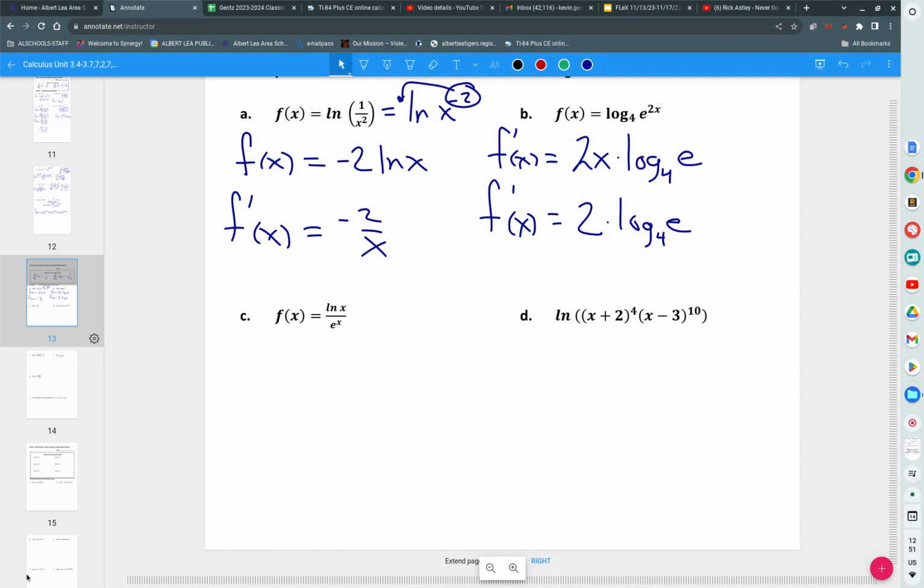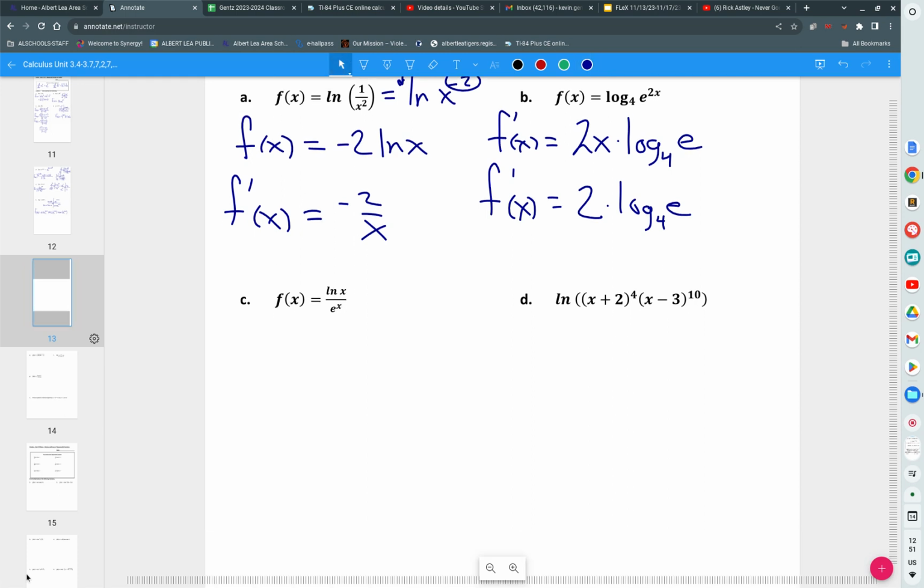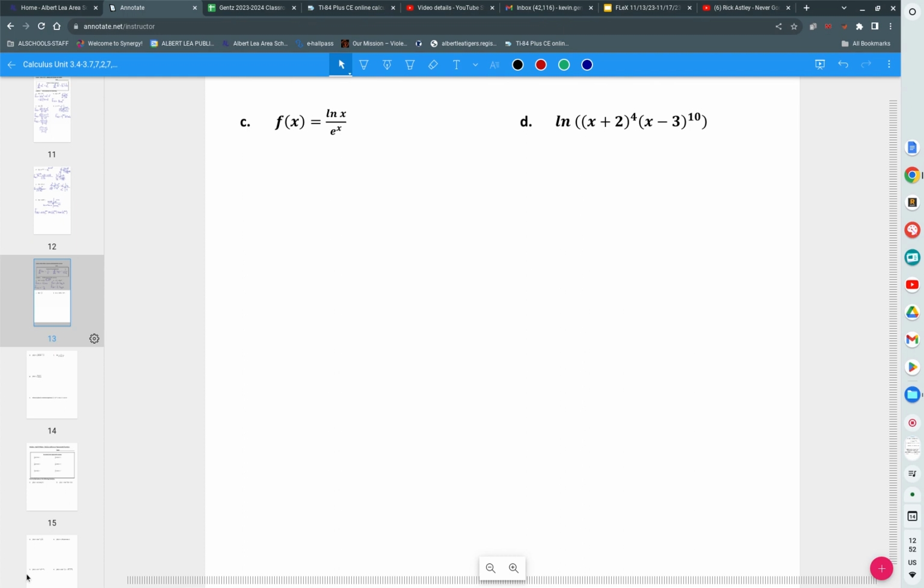Let's look at example C. What rule do you think we have to use here? Quotient rule, okay? So let's use the quotient rule, f prime of x. No easy way to get around this one, no way of rewriting it. What's the derivative of the top? 1 over x times e to the x minus e to the x times natural log of x divided by e to the x squared, which is an e to the 2x.